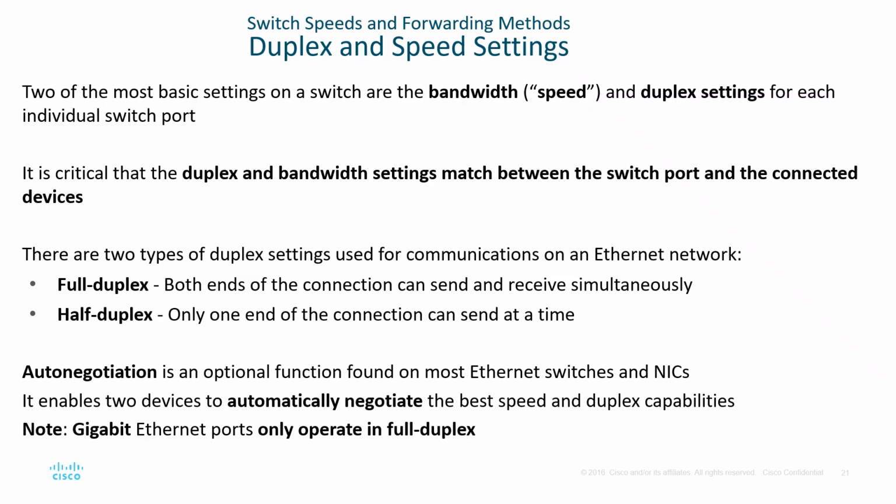There is full duplex, where both ends of the connection can send and receive simultaneously. And then there's half duplex. Only one end of the connection can send at a time. So looking back at your symbols, okay, your full duplex looks like this, and your half duplex will look like this.